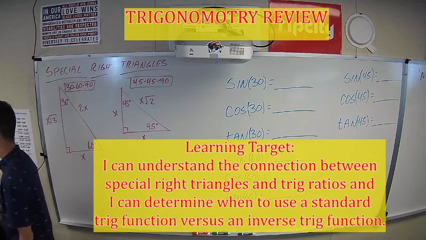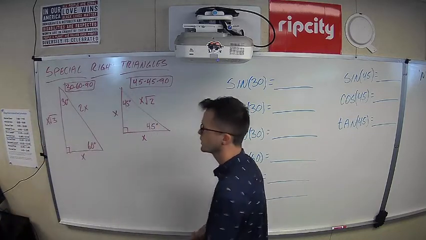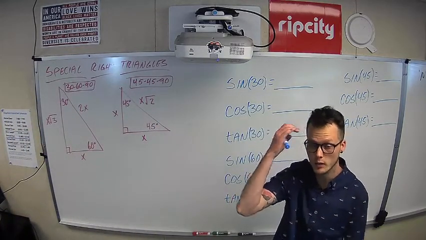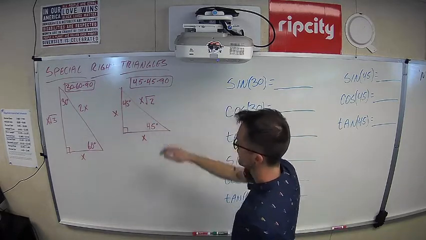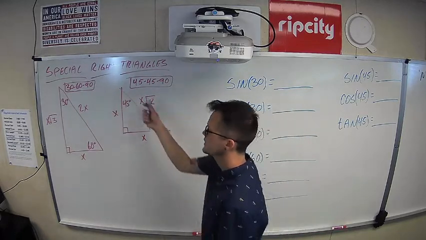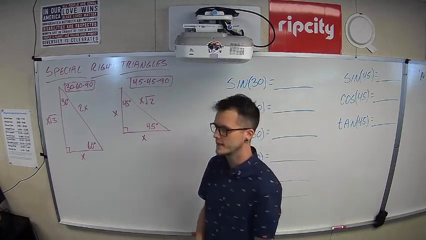So I'm going to start here by talking about special right triangles. I know you've seen these before. I just want to do a quick recap, and we're going to explore their connection to trig. So we have a 30, 60, 90. We have a 45, 45, 90. And these ratios are going to be true every single time you see triangles with these exact angle measures.